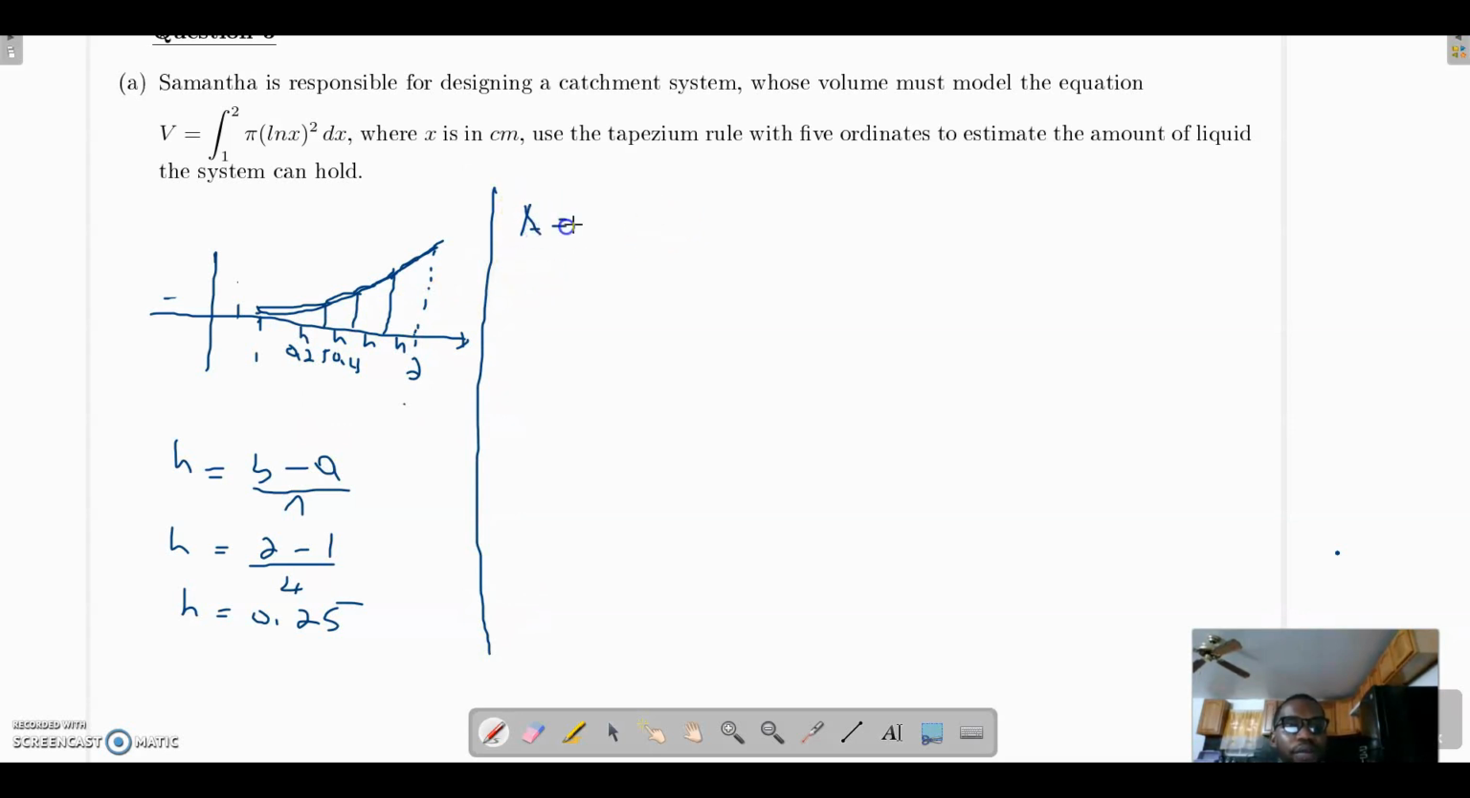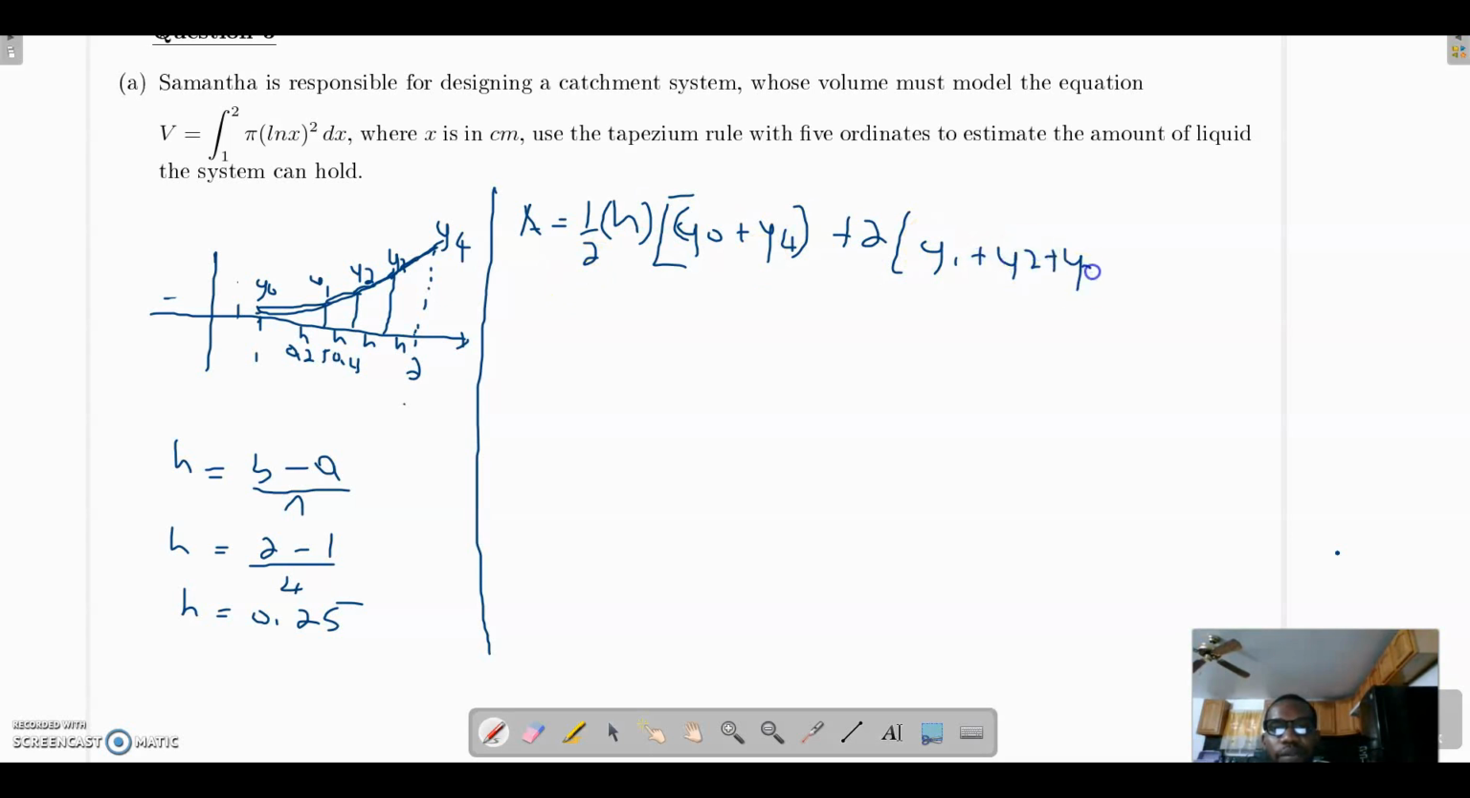So area would be equal to half h. The first ordinate and the last ordinate will only be used once. So let me label the ordinates. This is y0, y1, y2, y3, y4. I will call them so because they are y values. So the first and the last one will just be y0 plus y4. Those don't repeat. Plus 2 times the other ordinates, so we have y1 plus y2 plus y3.